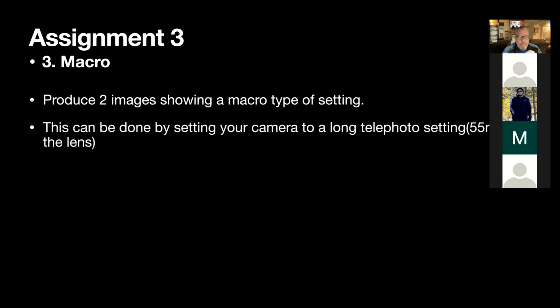This can be done by setting your camera to a long telephoto, 55 millimeters on the lens. So you want to zoom all the way out to where it's a long telephoto, so you're kind of further away from things a little bit. And you want a wide open aperture, like f5.6, or whatever the smallest number you have. Every lens is different.